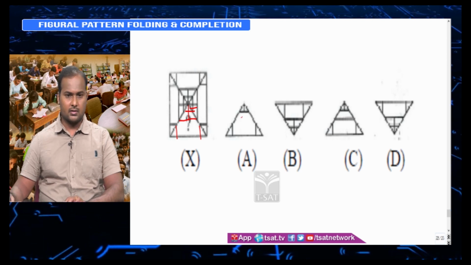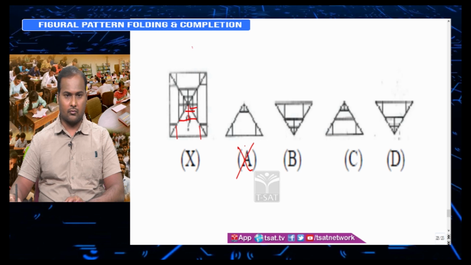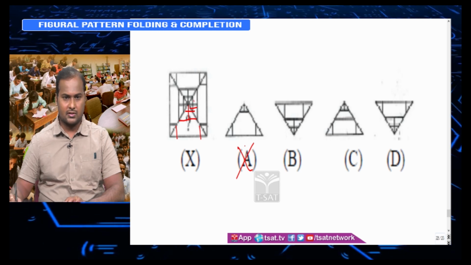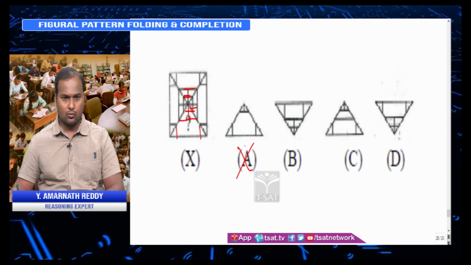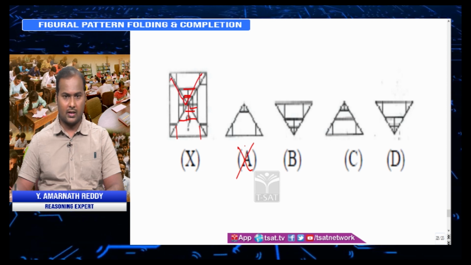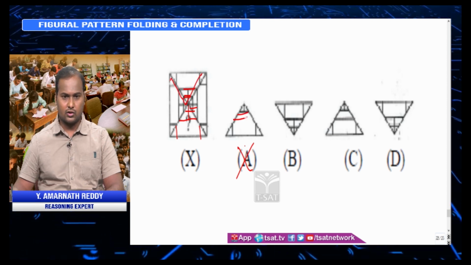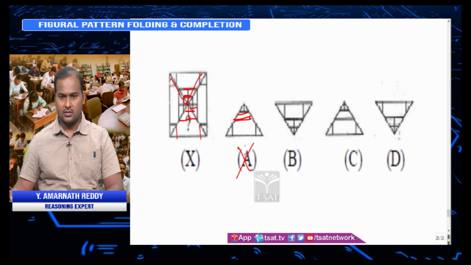See, first thing is, option A cannot be my answer. Why? Because there are two lines here. For example, see one side, there are two lines. This is one line and this is one line. So there are two lines that appear in a triangle. Here there is only one line. There should be another line here. So option A is wrong.